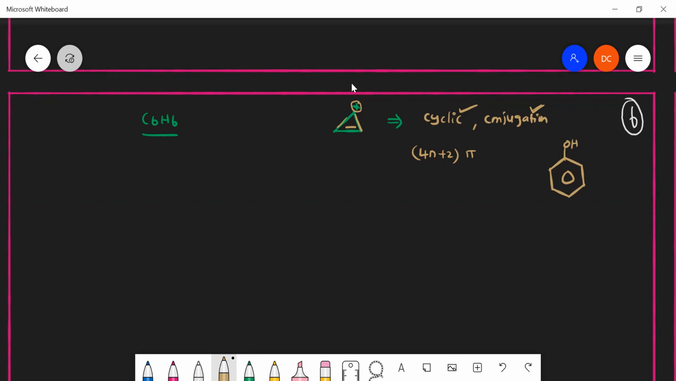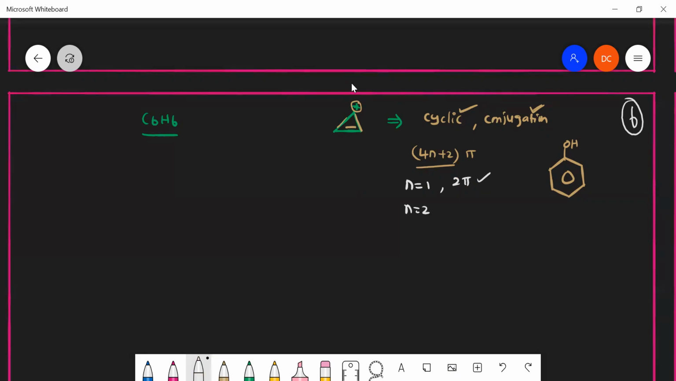Cyclic only. Phenol is aromatic only. It has to follow the 4n plus 2 pi electron rule. So if n equals 1, what will happen? What is the total number? 2 pi electrons. If the compound has 2 pi electrons, that comes under the category of aromatic.